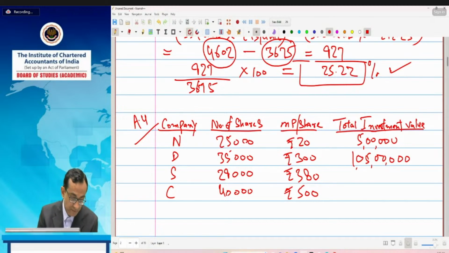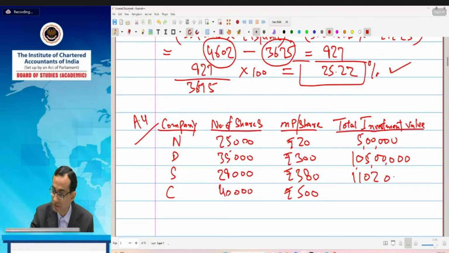Let us calculate it for Senegal. 29,000 multiplied by 380. It is coming to 1102. Let us calculate for Cairo. 40,000 into rupees 500. 2 crore.